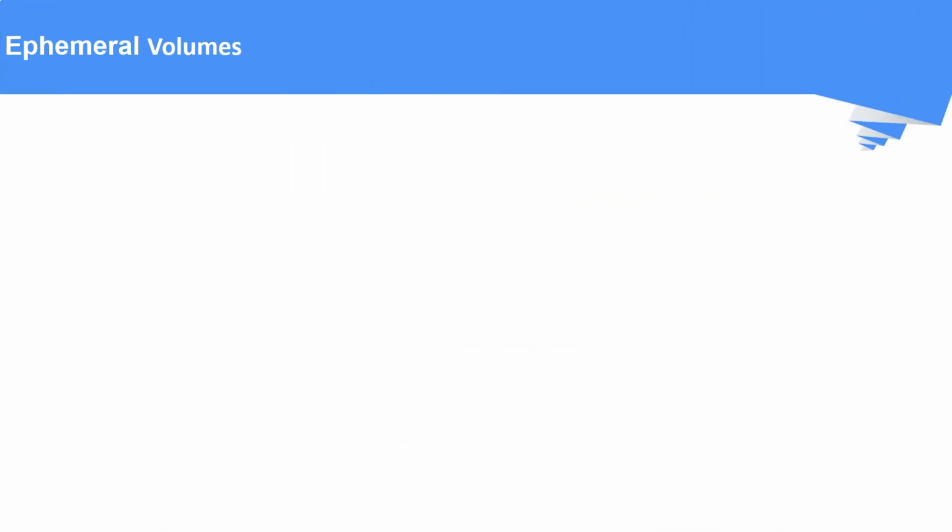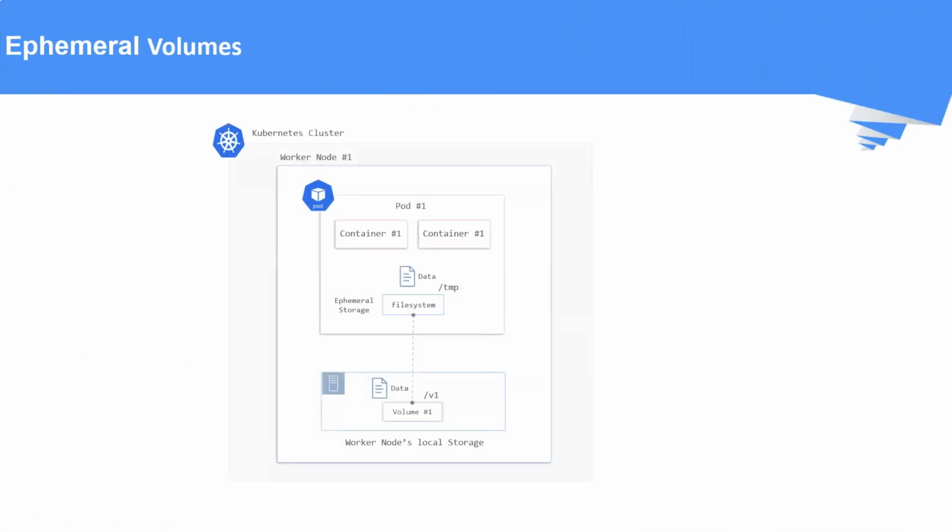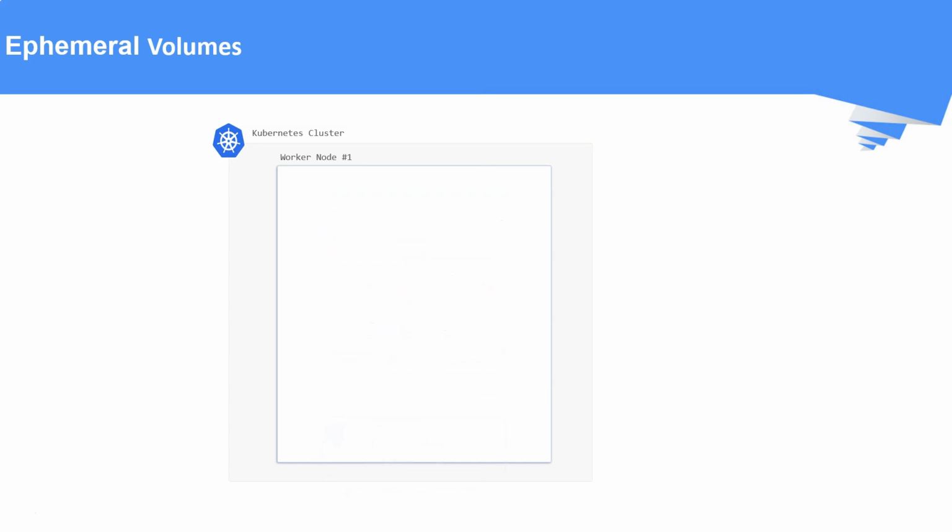Ephemeral volumes. Ephemeral volumes are the ones that follow the life cycle of a pod, and they get created and deleted along with the pod. When the pod is deleted, the volume will also get deleted. Applications that don't care about data persistence across restarts are best suited for ephemeral volumes.